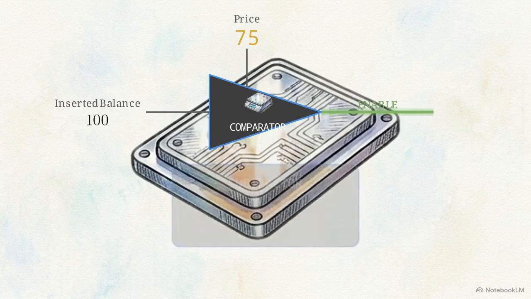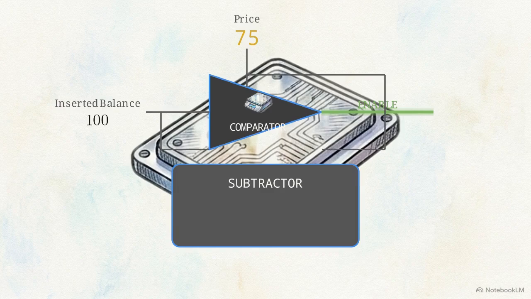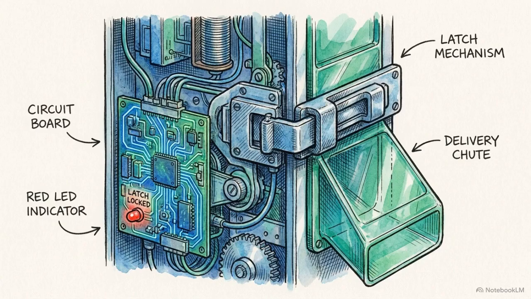signal. If you happen to overpay, a dedicated subtractor circuit instantly kicks in to calculate the exact amount of required change. By comparing 2 simple values, the Activator acts as the absolute gatekeeper for all physical movement in the machine.